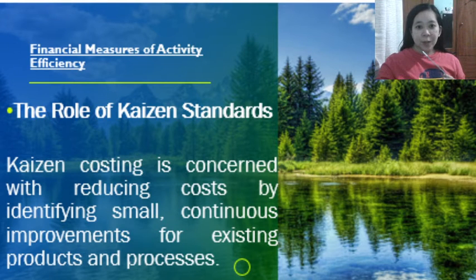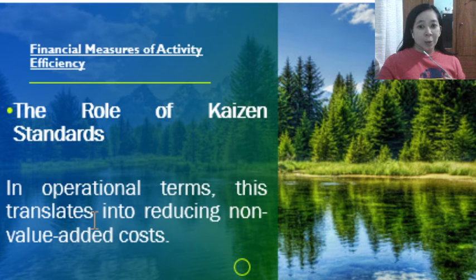Okay, so the third financial measure of activity is the Kaizen standards. Kaizen costing is concerned with reducing costs also. This is done by identifying small continuous improvements for the existing products and processes. So again, the goal here is to minimize or reduce the cost. In operational terms, this will translate into reducing or eliminating non-value adding costs or activities.